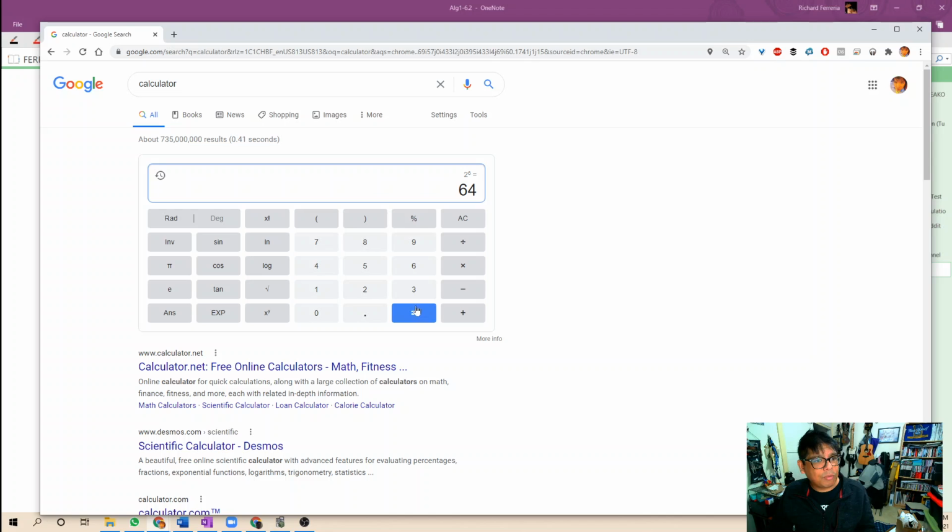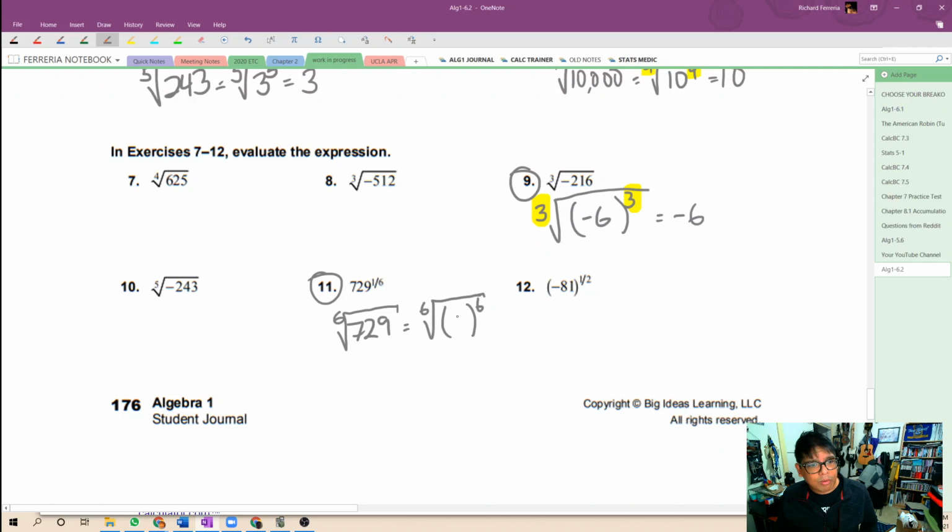That's just 64. How about 3 to the 6th power? 729. That's what we wanted. So 3 to the 6th power is 729. Over here, this is the same thing as 3 to the 6th power. The index matches the power, so this is just equal to 3. That takes care of the 7 through 12 problems. Now we know how to do those.